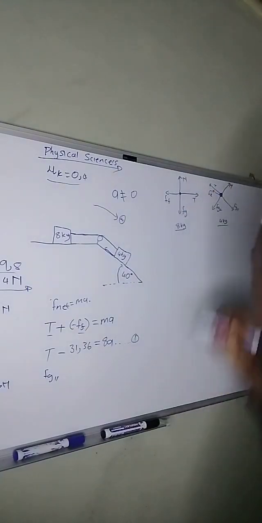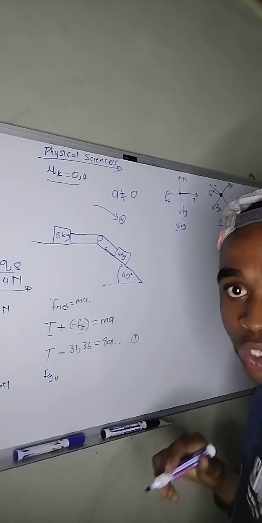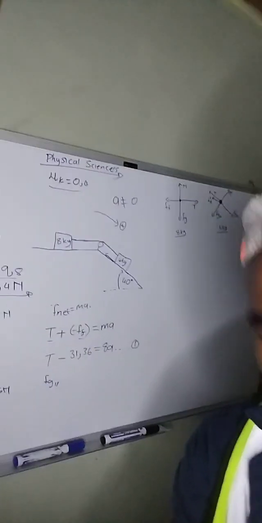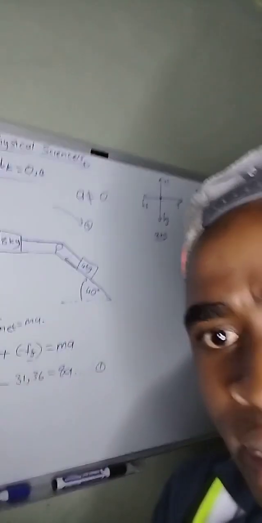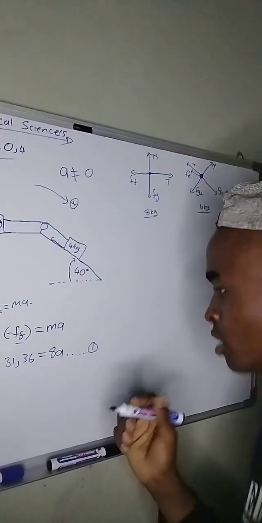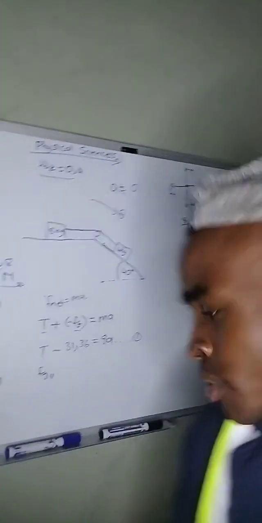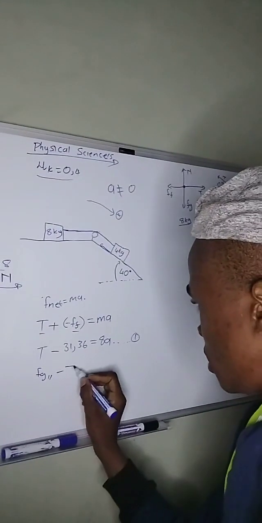Here's the free body diagram. We also have the free body diagram, right? Wait, let me bring it closer, because I'm tired of drawing the free body diagram over there. Yes, we are going to have negative T.